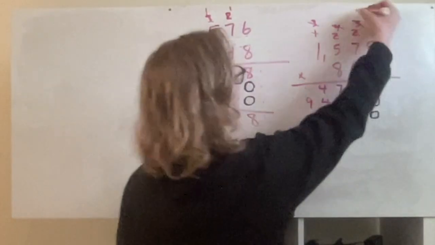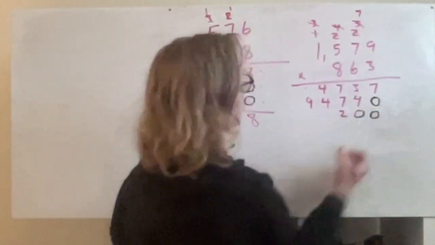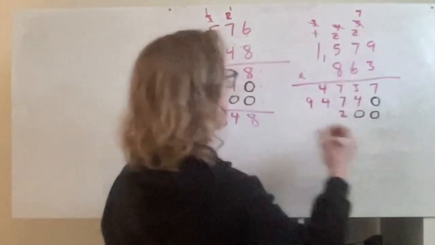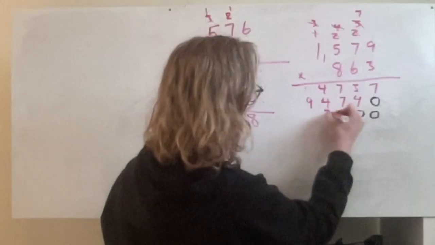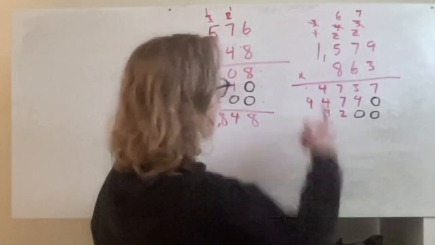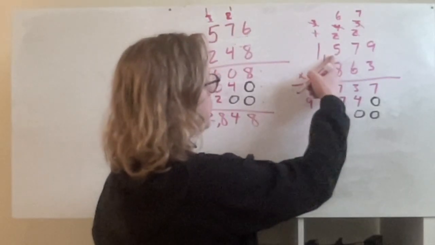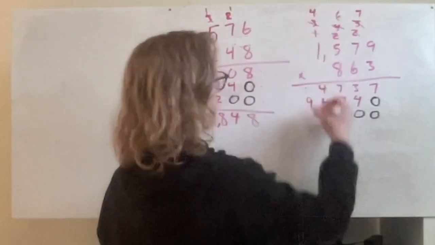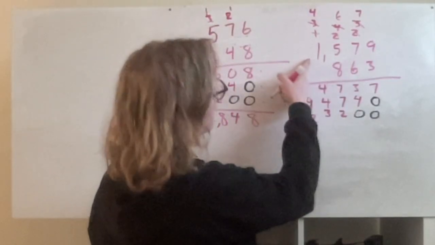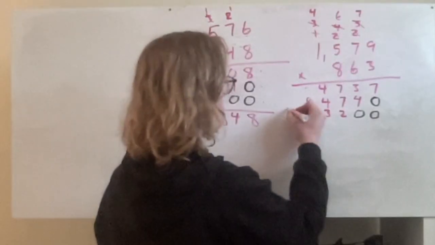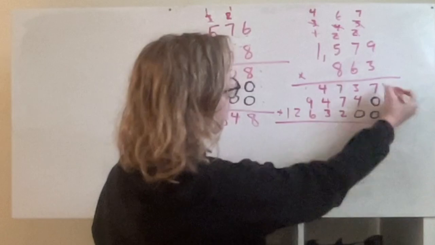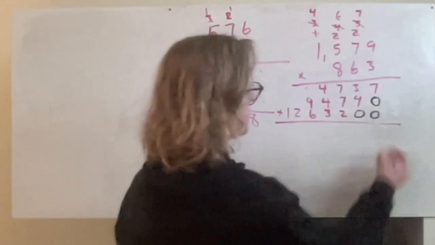8 times 9, 72. 8 times 7 is 56. Plus 7, 63. Okay? 8 times 5 is 40. Plus 6, 46. And then finally, 8 times 1 is 8. Plus 4 is 12. Okay? And we have our partial products, our partial answers. Add them all up.